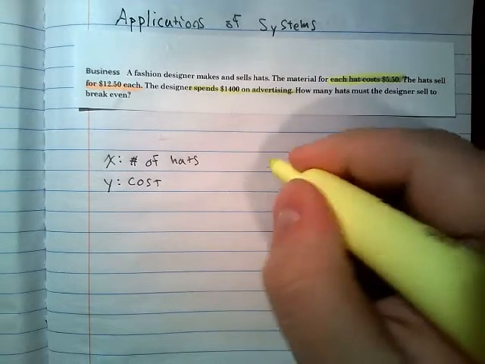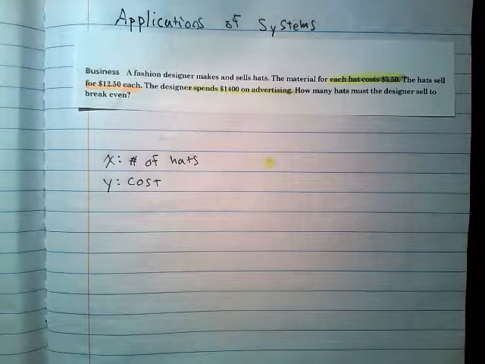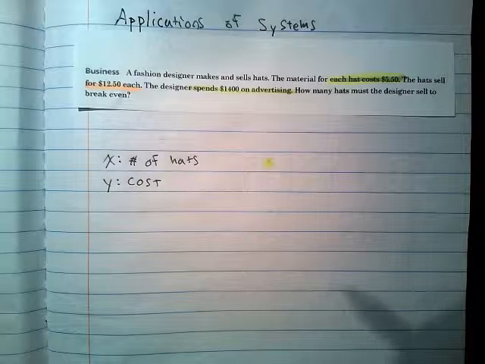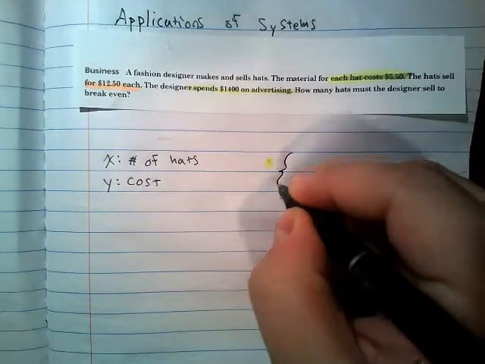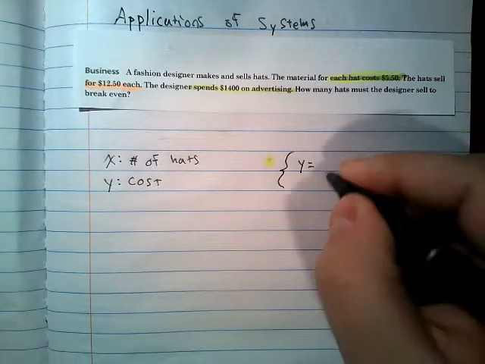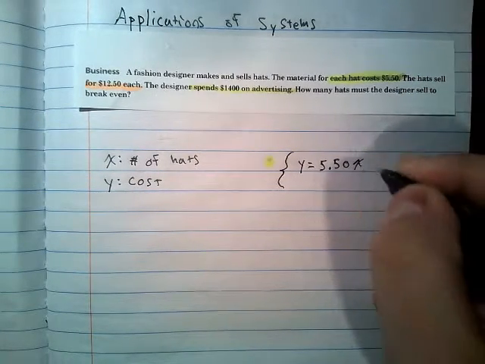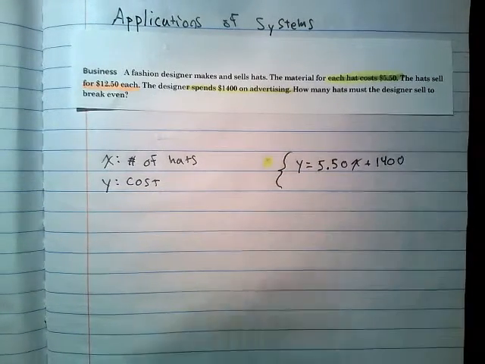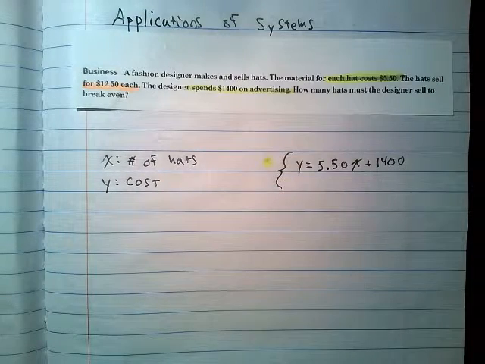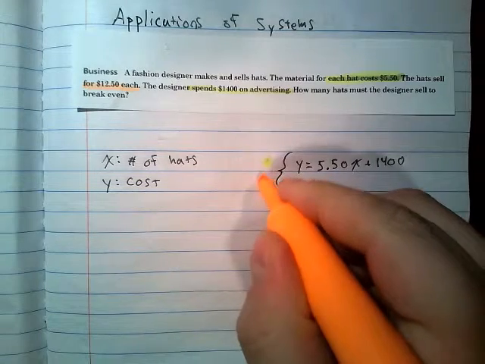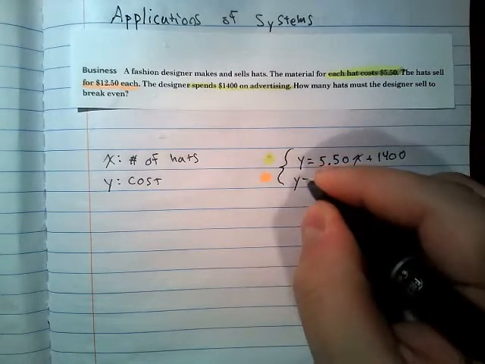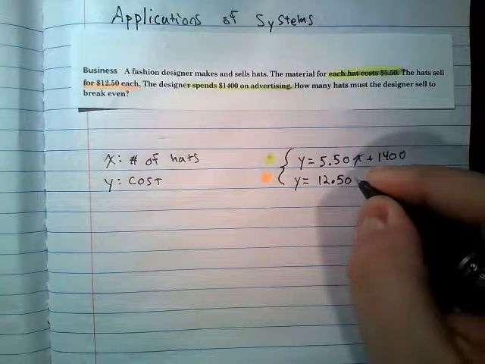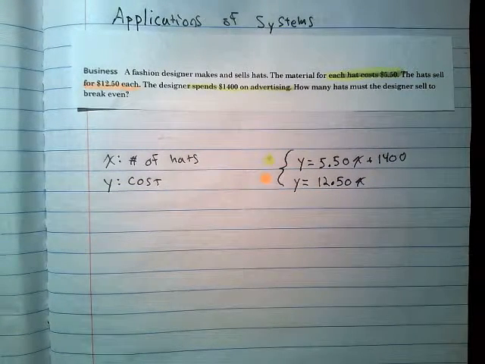Let's look at the first set of equations we have, which we highlighted in yellow. Each hat costs $5.50, and the designer spends $1,400 on advertising. So that equation would look like Y equals $5.50 for each hat plus the $1,400 on advertising. And then how much she makes, which I highlighted in orange, is she sells the hat for $12.50 each. So that's Y equals 12.5x. And now I have a system that I can solve.